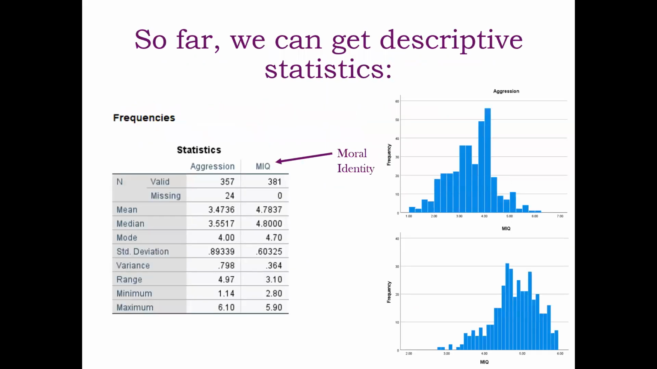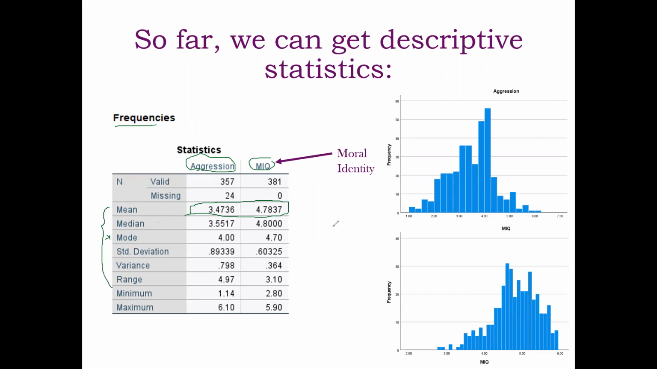So far, what we learned to do is how to get descriptive statistics, right? So we see the statistics here. We can see in this table aggression right here, moral identity. We can get their means, right? This is from frequencies, actually. We can get the median, the mode, which we can only get in frequencies, the range, all those measures of central tendency and dispersion that we talked about the last couple of topics are right here, okay?